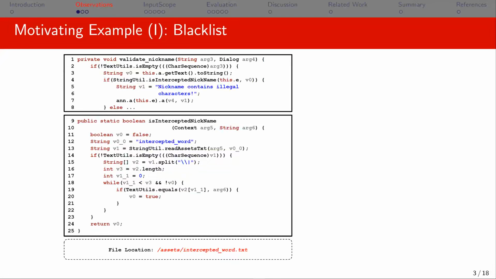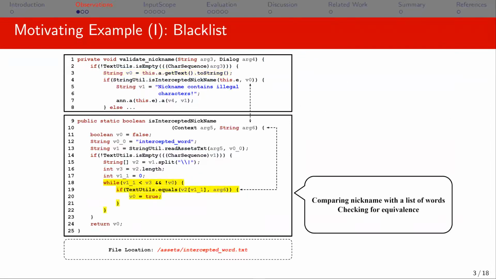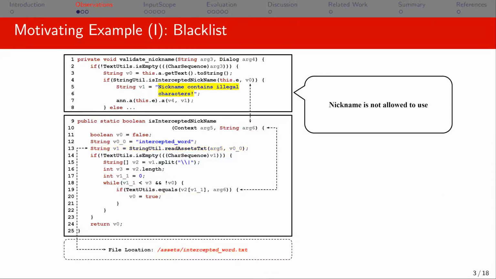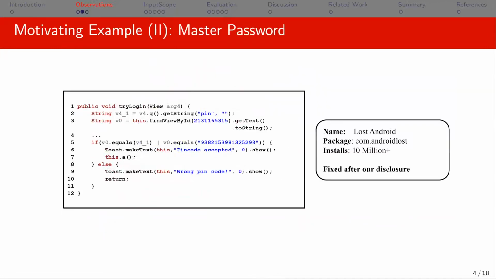To do so, the app first reads a user's nickname at line 3, and then it goes into a validation method where it compares the nickname against a list of words, checking whether it matches any of them. And this list is loaded from a local file which contains offensive content. If there's a match, then the app will say, nickname contains illegal characters, and this nickname is not allowed to use.